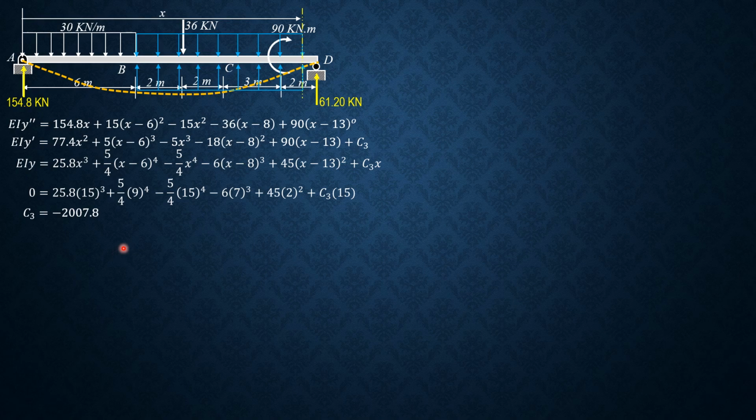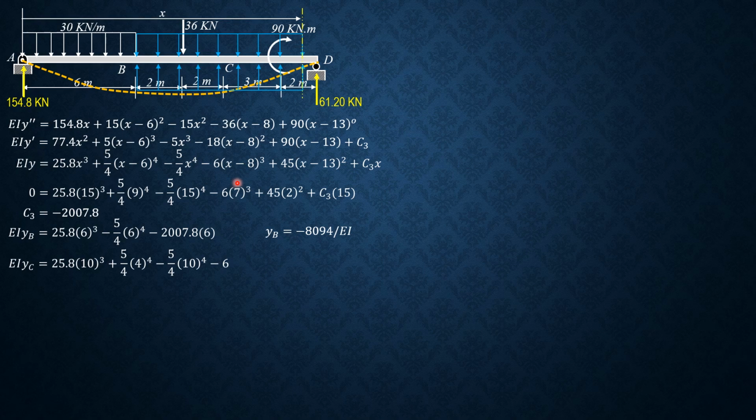2007.8. So when x is 6, we can now solve deflection at B, or y sub B, or delta B. EI y sub B equals 25.8 times 6 cubed minus 5 fourths 6 to the fourth, ignore, then plus C sub 3, negative 2007.8 times 6. So y sub B or delta B is equal to negative 8094 over EI. Then when x is 10, we can solve y sub C or delta C. EI y sub C equals 25.8 times 10 cubed plus 5 fourths 4 to the fourth minus 5 fourths 10 to the fourth minus 6 times 2 cubed plus C sub 3, negative 2007.8 times 10. So y sub C is equal to negative 6506 over EI. So these are the deflections at B and C if supports B and C are removed.